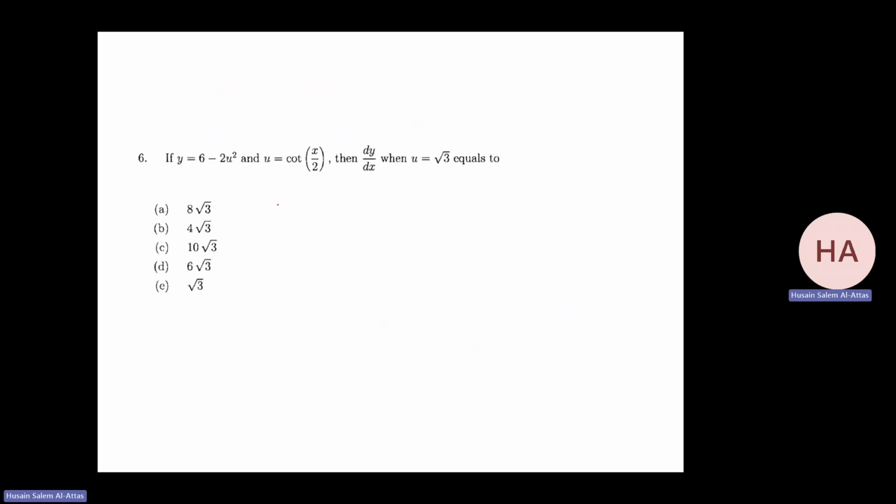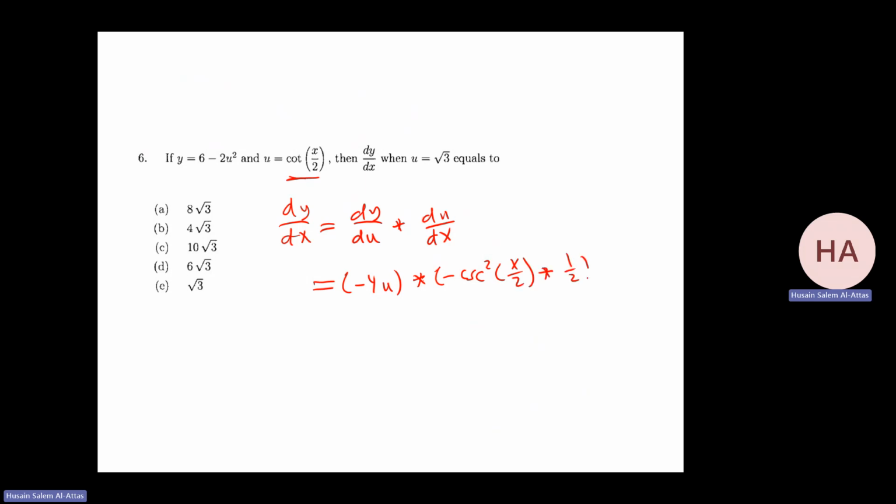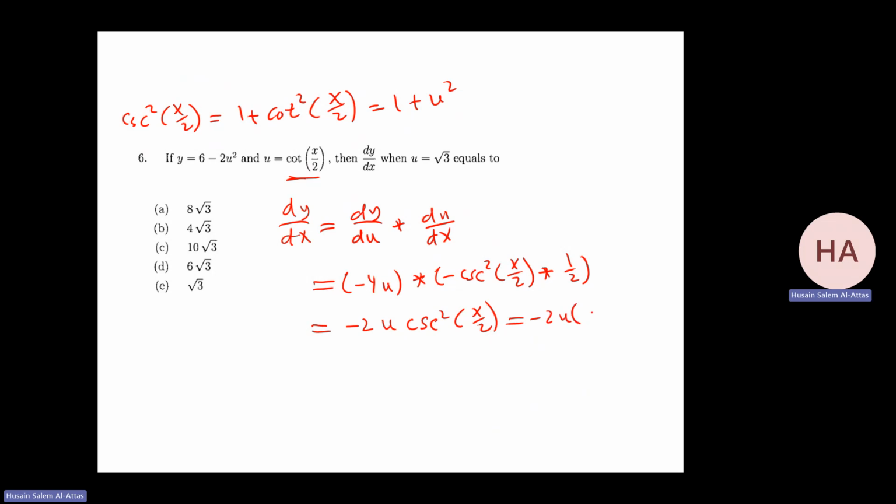Now y equals this, with cotan. I need to do the same thing. dy over dx is dy over du times du over dx. I have minus 4u times du over dx. The derivative of cotan will be minus cosecant squared x over 2, times half. So I have minus 2u cosecant squared x over 2. I'll do the same trick: cosecant squared x over 2 is 1 plus cotan squared x over 2, which is 1 plus u squared. So this is minus 2u times 1 plus u squared. No, it's not minus. Minus times minus will be plus, sorry. So it will be 2 root 3 times 1 plus 3, which is 4. So it will be 8 root 3, which is this one.